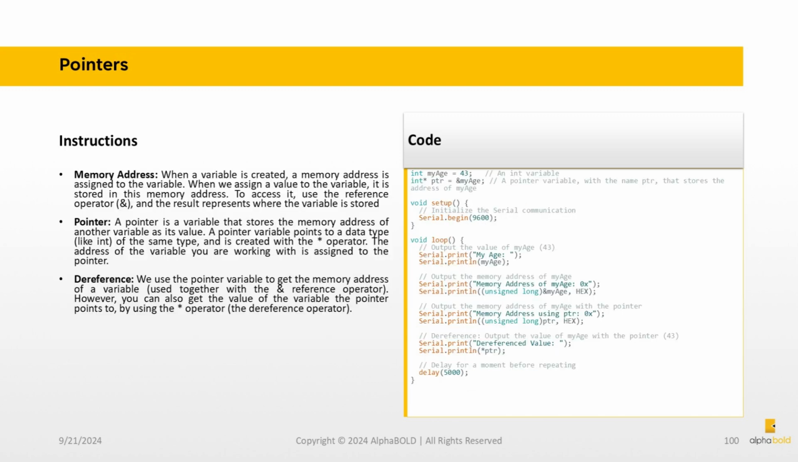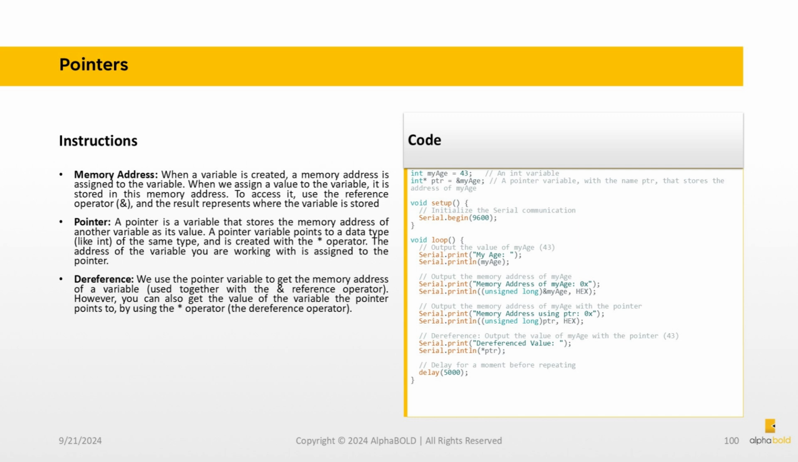Pointers. Memory address. When a variable is created, a memory address is assigned to the variable. When we assign a value to the variable, it is stored in this memory address. To access it, use the reference operator, &, and the result represents where the variable is stored. Pointer. A pointer is a variable that stores the memory address of another variable as its value. A pointer variable points to a data type, like int, of the same type, and is created with the asterisk operator. The address of the variable you are working with is assigned to the pointer.